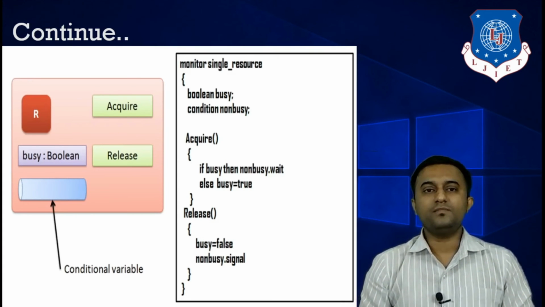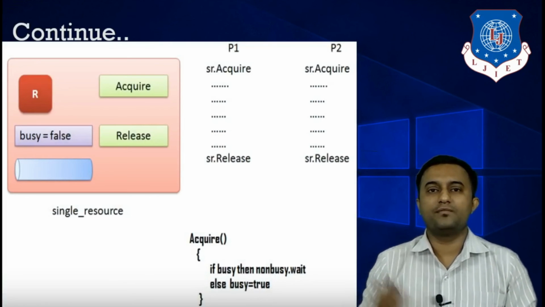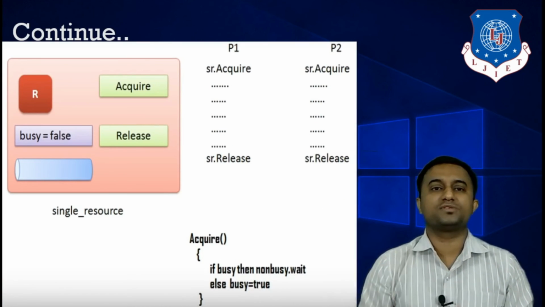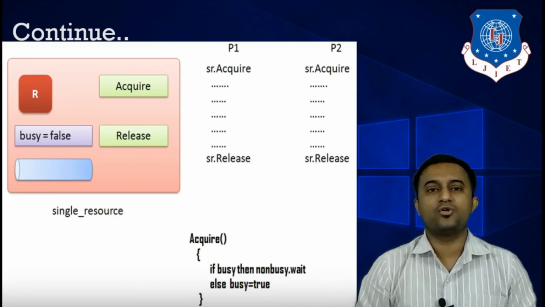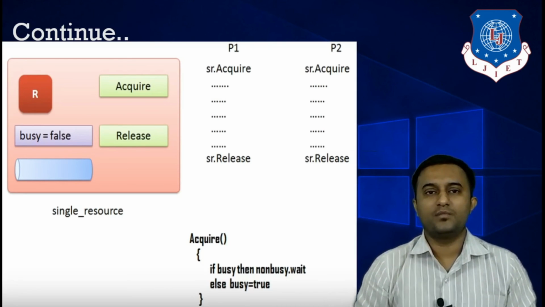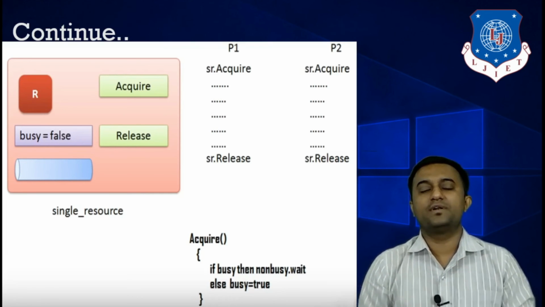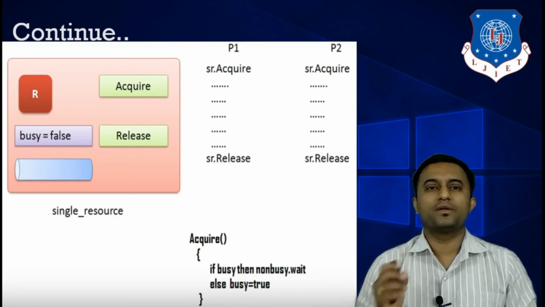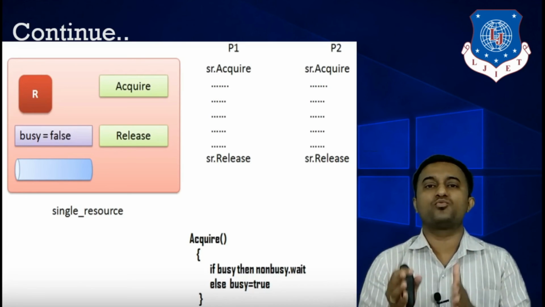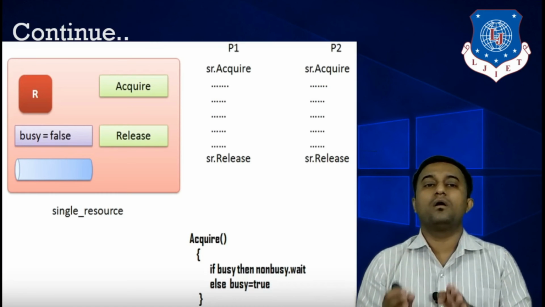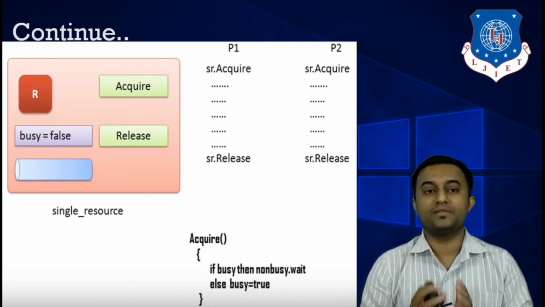Okay. So let us discuss these things with the help of one example in which we have P1 and P2 processes, and sr.acquire and sr.release. In between these two procedures, we have written some code. Okay, the random code we have. So we have two processes, and these two processes, P1 and P2, want to enter into the critical section at the same moment of time. So what will happen in this case?